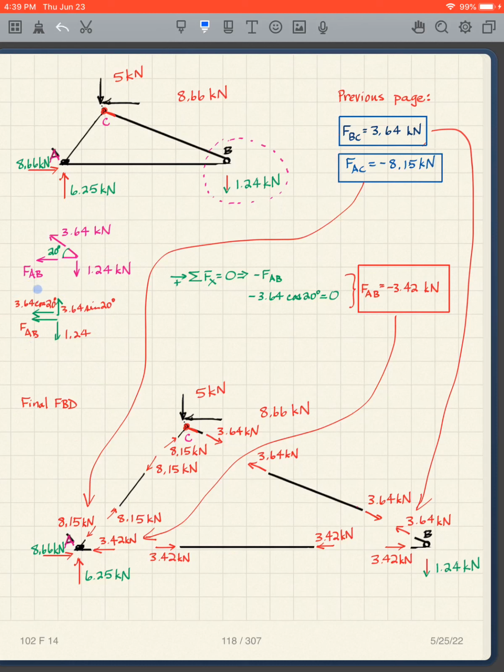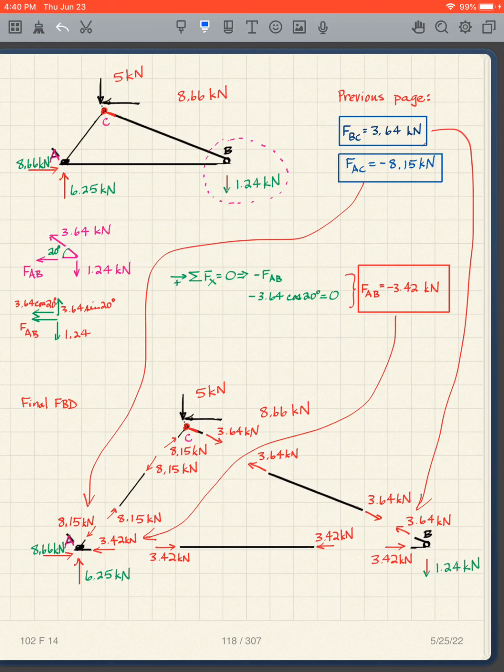Just take the x ones right there, and they're both going to the left, so they're both negative, and I simply put them into this equation here, set it equal to 0, and I can solve that for FAB. I get negative 3.42. So now I have all three member forces. I've calculated them all simply by looking at those 2 points.